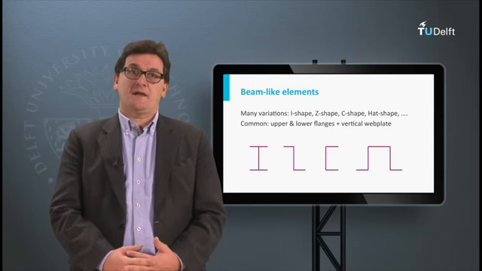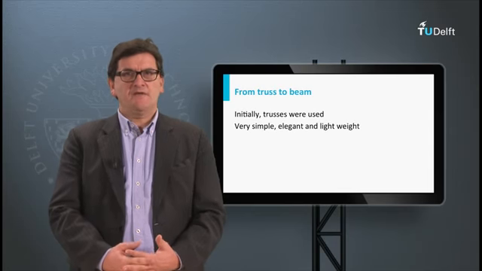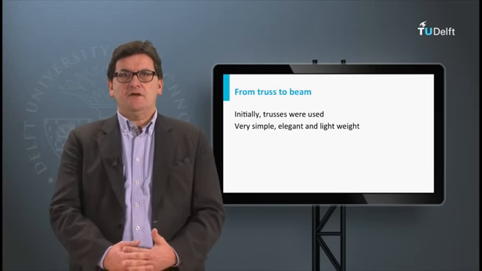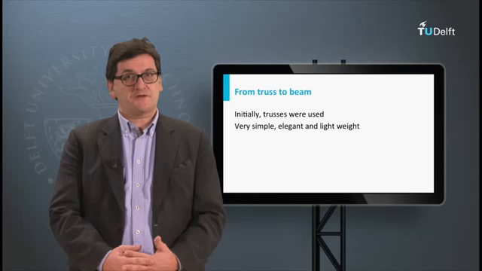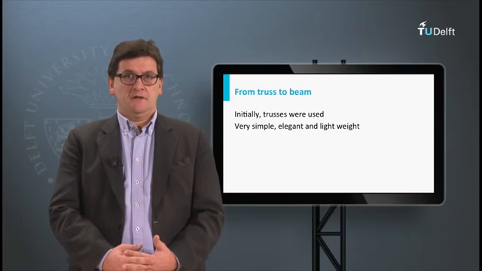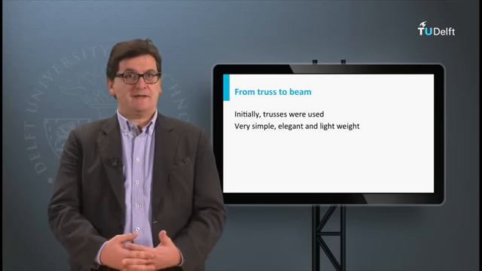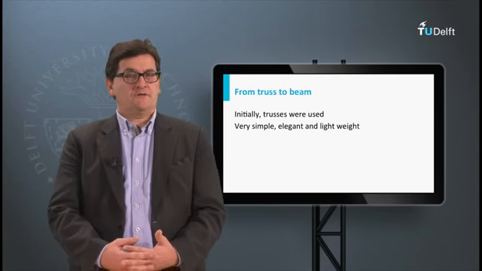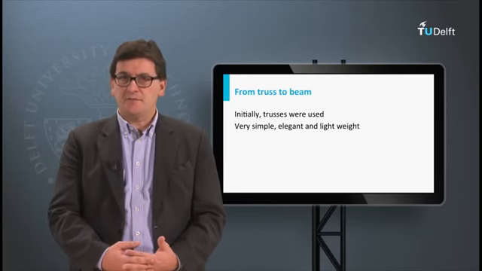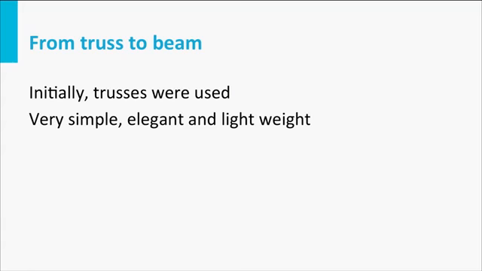Let's first go back to trusses. In the previous lecture we have seen that in the early days of aviation, truss structures were used. Those structures were easy to manufacture, elegant, and had a low weight. A truss structure can also be regarded as a beam-like element. I will explain that in this lecture.